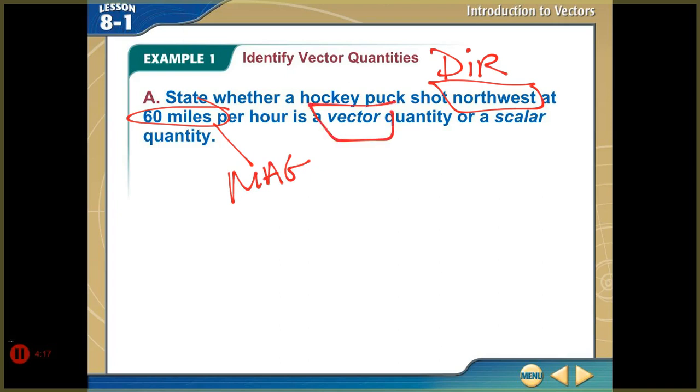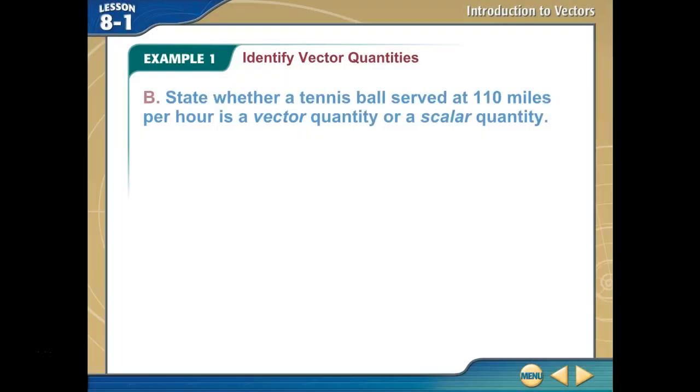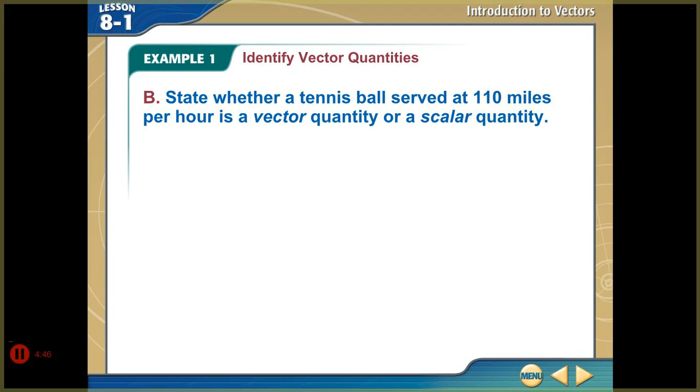Okay, so we can look at another example. I have a tennis ball served at 110 miles per hour. Again, I'm looking for two things for it to be a vector: magnitude and direction. Well, there's my magnitude. Now I'm looking for direction. I don't know if the 110 miles an hour is up or left or right or down or whatever. So since I only have a value that's the size, that's going to be a scalar quantity.